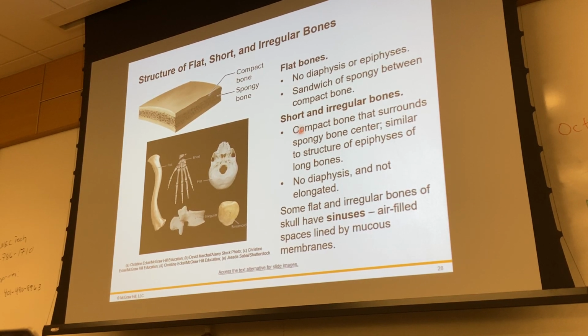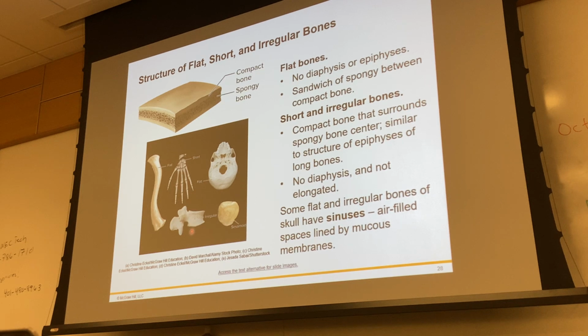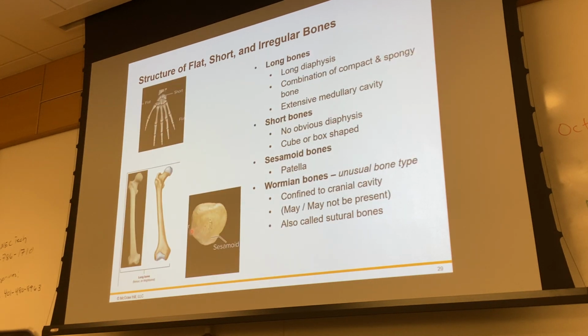There's also short and irregular bones. Short and irregular bones really don't have very much of a diaphysis, if at all. They have epiphyses, because those are ends, and short bones tend to be associated with the carpals. Irregular bones are associated with the vertebrae. Long bones are in the lower left-hand corner, makes sense. Short bones, again, were the carpals.